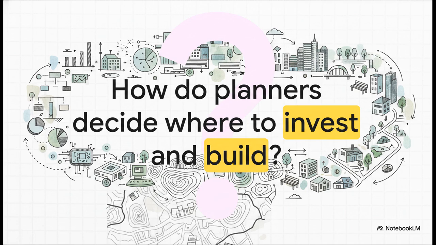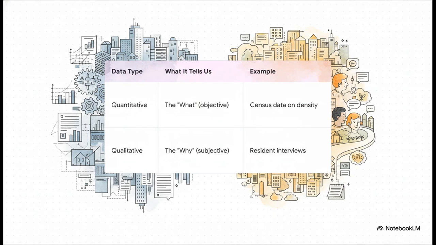They can't just throw a dart at a map, right? They need information. They have to rely on data. And they need two kinds of it. First, there's quantitative data. That's the what, the hard numbers you get from the census, like how many people live somewhere, what their income is, things like that. But that only tells you half the story. To get the why, you need qualitative data. You have to go out and talk to people, do interviews, hear their stories about what it's actually like to live in their neighborhood. You need both to even begin to plan a city that truly works for everyone.